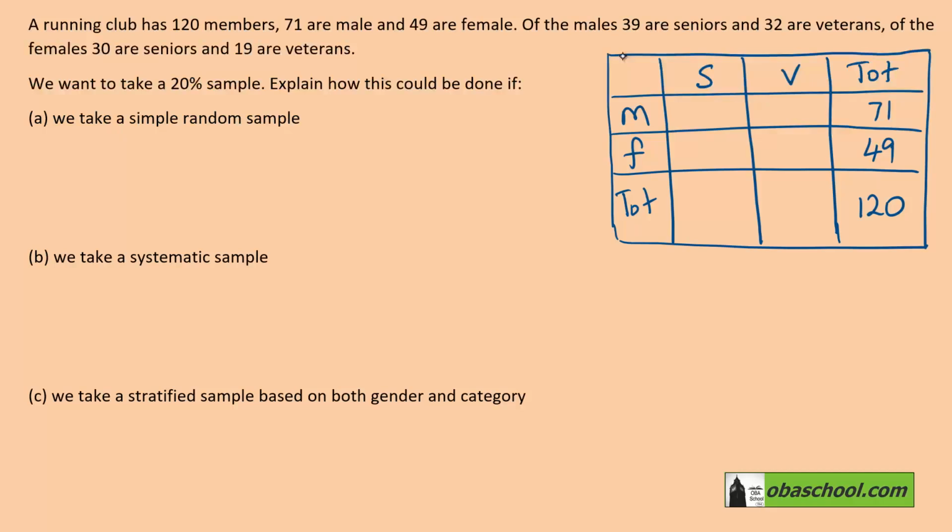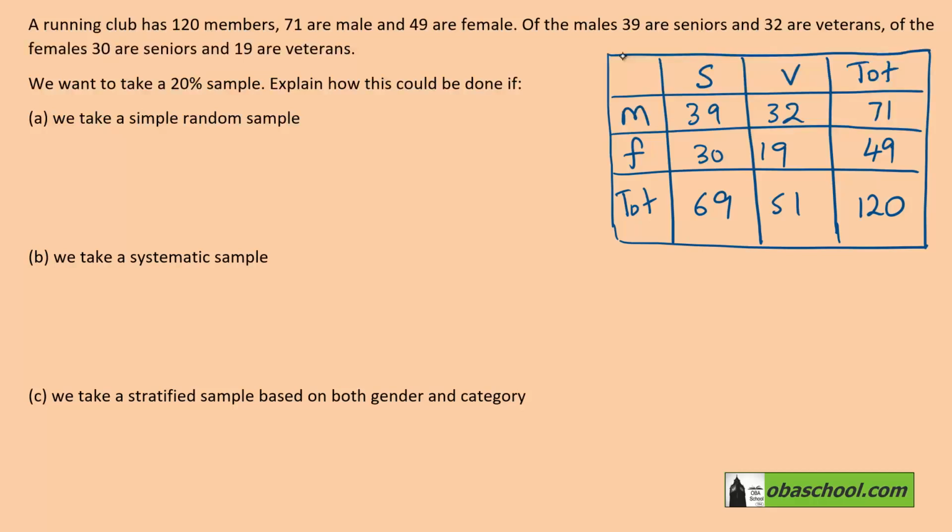And for the males, we've got 39 seniors and 32 veterans, making up our 71. And for the females, we've got 30 seniors and 19 veterans, which means if we go total this way, we've got 69 down here, and we've got 51 here. So we don't really need that at all for the simple random sample.